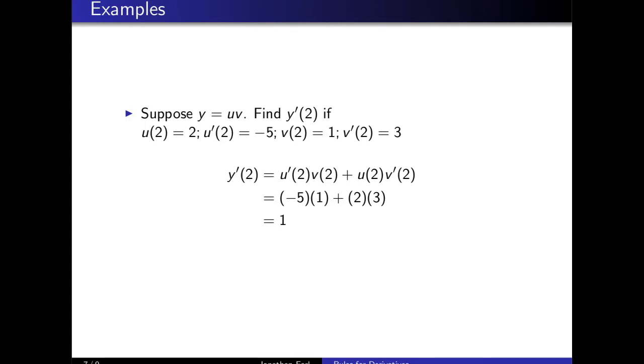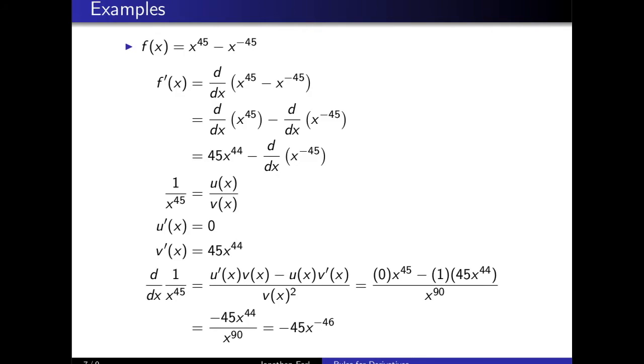Okay, so another thing that we could do, so suppose that we're told that the quantity y is equal to u times v. So y is a function, u is a function, v is a function. And we want to find y prime of 2 given information about u of 2, u prime of 2, v of 2, v prime of 2. Well, we know that y prime in general is u prime times v plus u v prime. And if we want to find y prime at 2, that's just evaluating everything else at 2. So we'd get u prime of 2 times v of 2 plus u of 2 times v prime of 2. So we'll just go and put in the givens, and we wind up with a final answer of y prime of 2 equals 1.